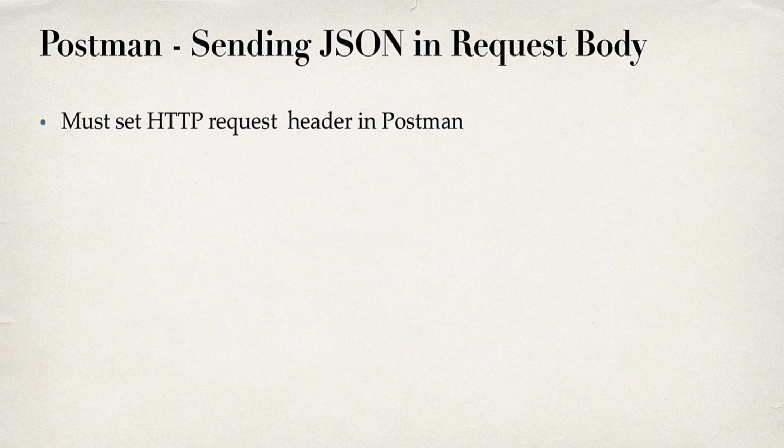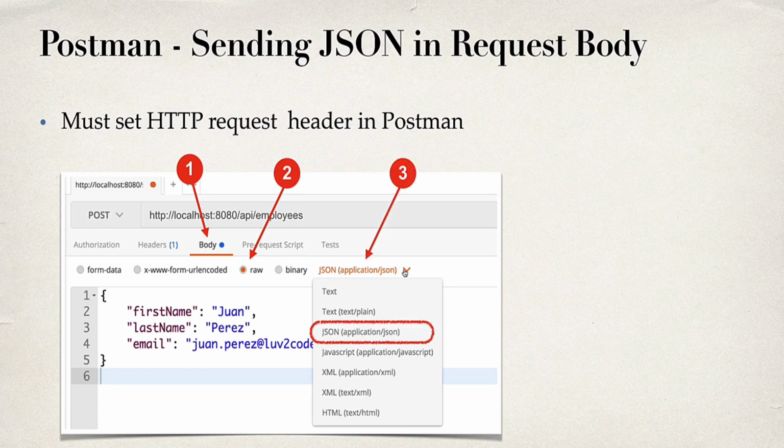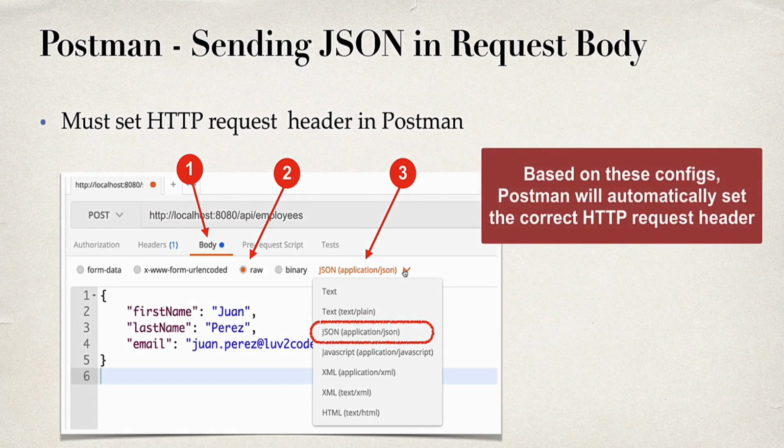Again, as a refresher, we're using Postman as our client. Once we have the UI up for Postman, we click on Body, then we select Raw, and then we choose the content type of JSON, application/json. Based on these configs, Postman will automatically set the correct request header.